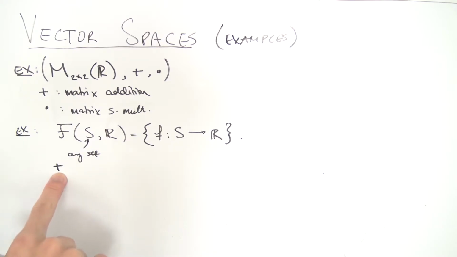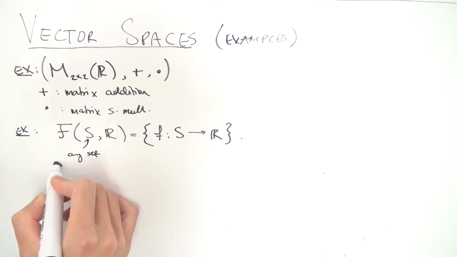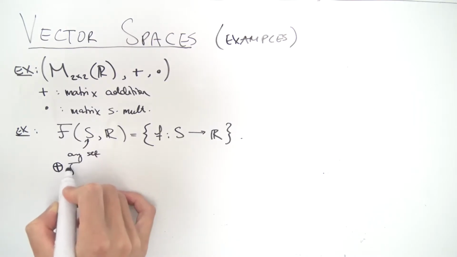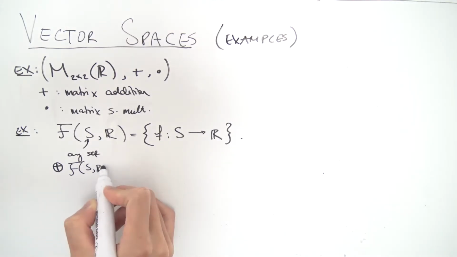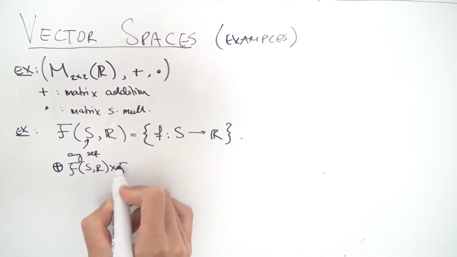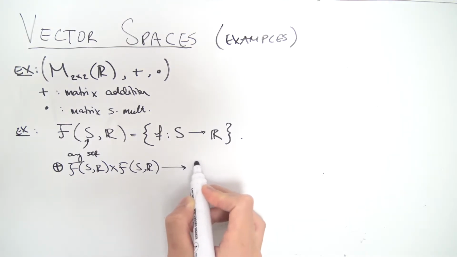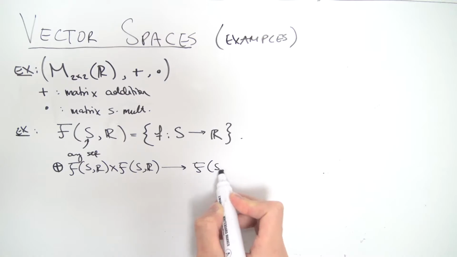Now to distinguish this plus from the plus on the real numbers, which might get a bit confusing, I'm going to make this a circle. So this is the plus on the vector space, not the plus on the real numbers, the plus on the vector space that we're going to be defining. So how does this operation work? Well, it's going to take 2 elements from F(S,R), so F(S,R) cross F(S,R). What is it going to do? It's going to spit out another element in F(S,R).